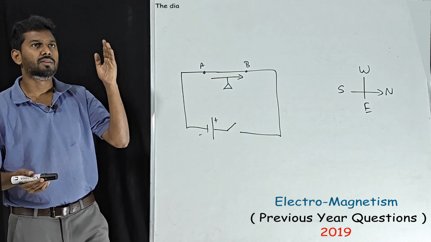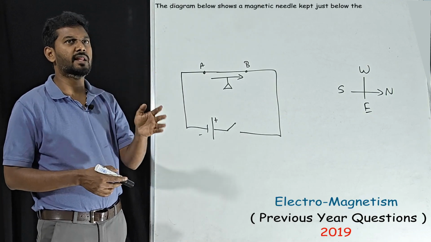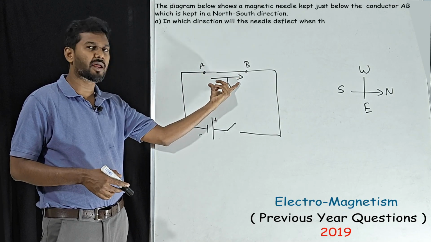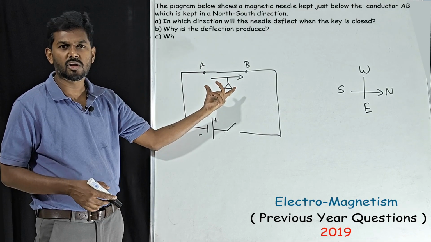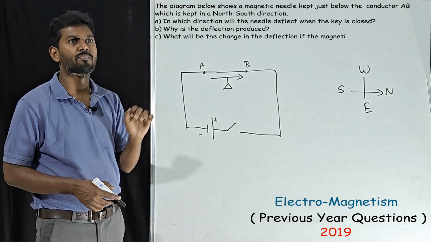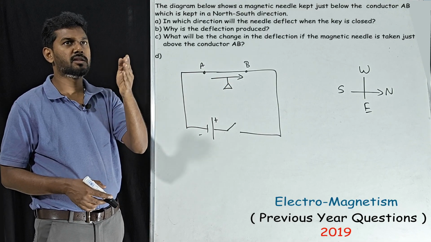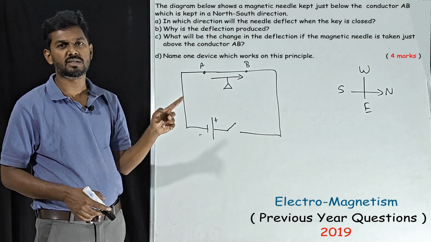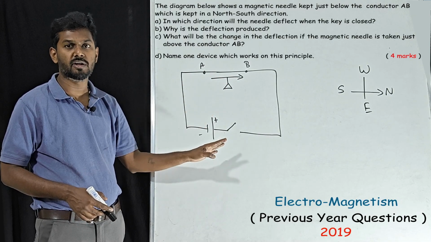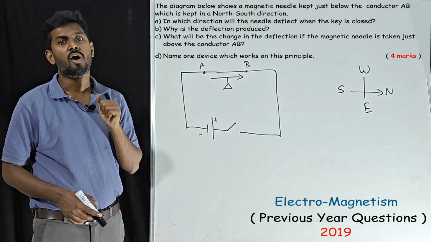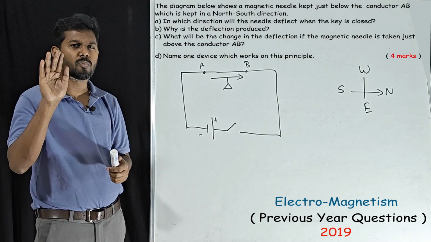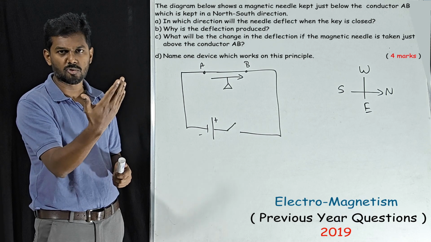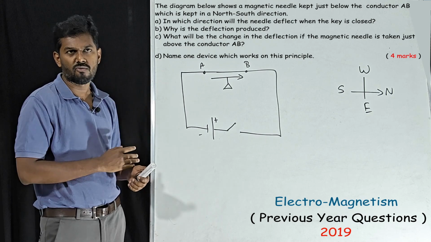Our next question: the diagram below shows a magnetic needle kept just below the conductor AB. Conductor AB and a magnetic needle, or you can think of a magnetic compass, which is kept in the north-south direction. That's okay. We care only about the direction of current. Using that, we can find it. This is what we learnt in the concept video, where I taught you properly how to hold the hand, the right hand thumb rule. Using that, we are going to find it.